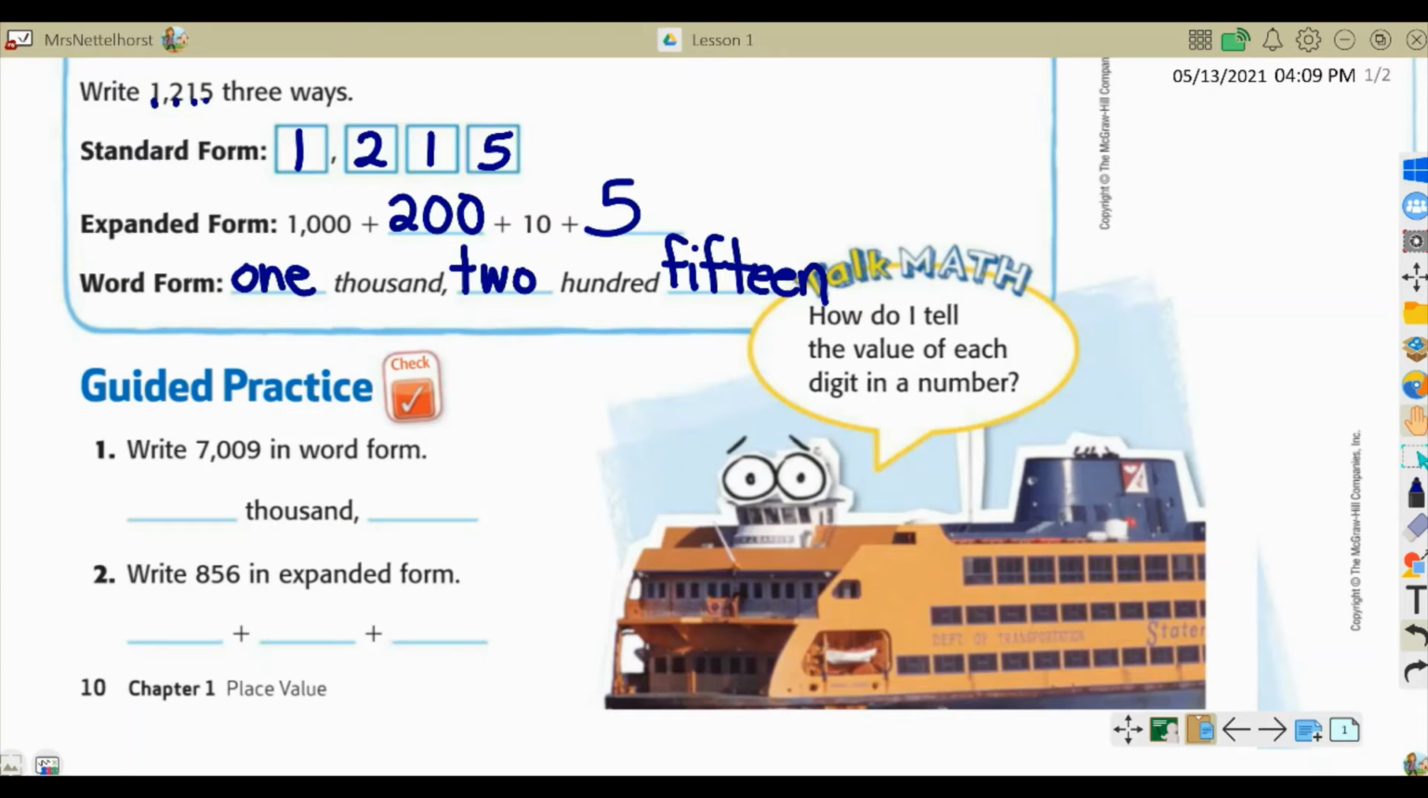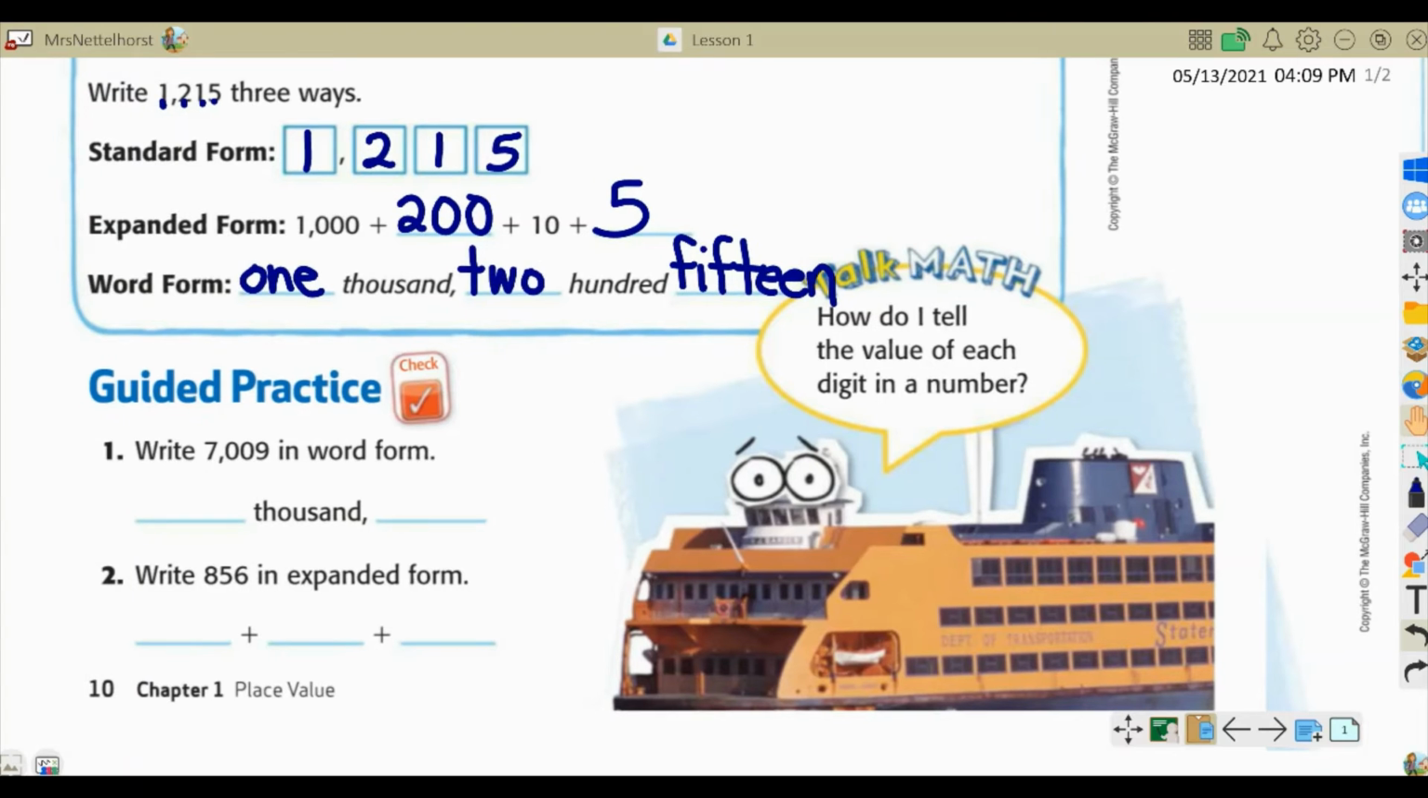So you're going to write 7,009 in word form. Fill in the blue blank, the two blue blanks, and then unpause your video. Okay, so I see that I have 7 right here. I'm going to write out the word 7. I have 7 right before the comma, so it's 7,000.